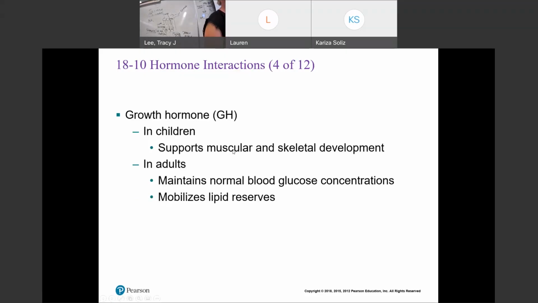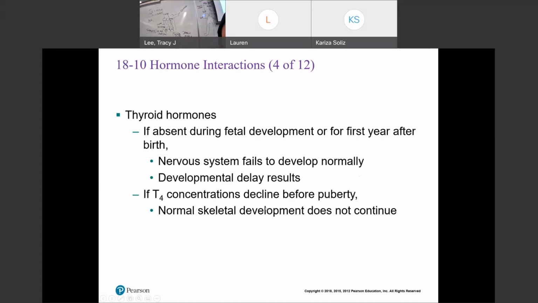So again, growth hormone supports kind of the muscular system and the skeletal system. In adults, it helps with maintaining blood glucose concentrations. Why? Because it's going to encourage cells to take in that glucose. And it's also going to mobilize lipid reserves. So it's going to go take fats out of your fat cells, use it as energy to help promote lean body mass, which is what you want, right? Lean body mass, not a lot of adipose. So growth hormone helps us to use up lipids to create lean body mass.